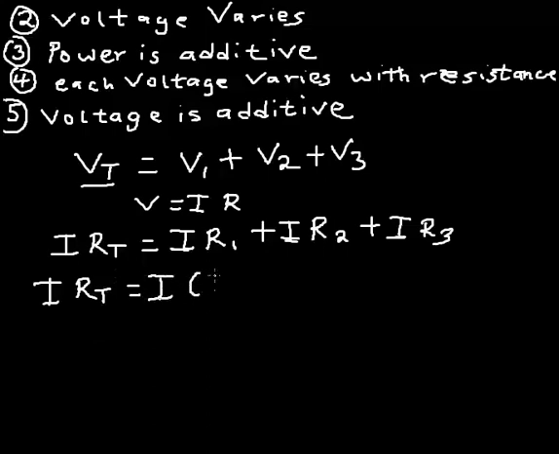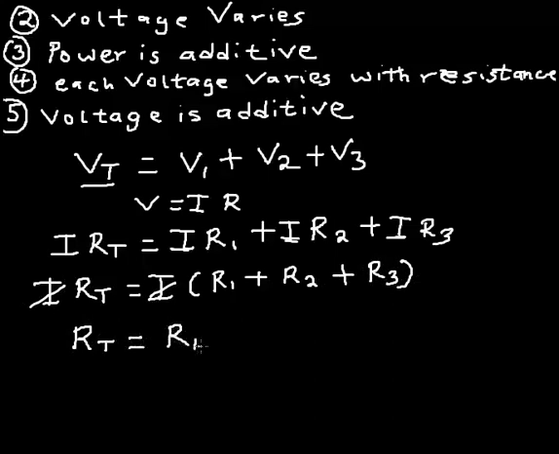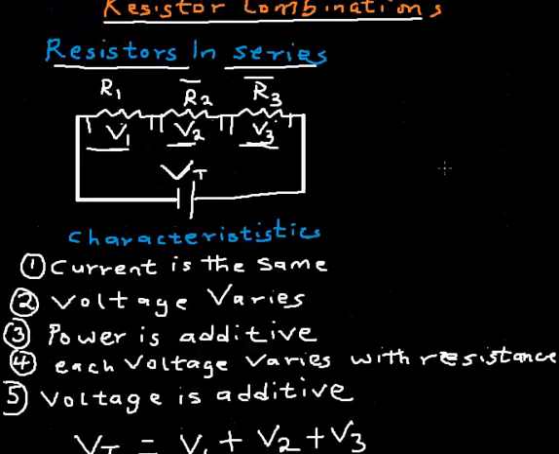Then I open a bracket. I'm gonna have R1 plus R2, then plus R3. So current cancels current, so that the total resistance is now going to be equal to R1 plus R2 plus R3. As simple as that. So anytime resistors are connected in series and you are being asked to find the equivalent resistance for the entire resistors, you just add them.